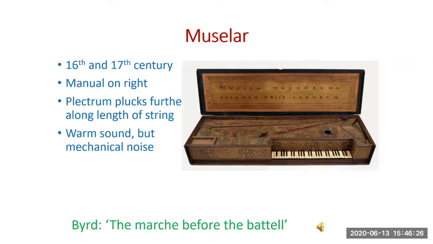The muselar was slightly different to the virginals. It was a word originally used to describe Flemish virginals, which had their keyboard on the right, thereby putting the plectra in the centre of the strings. Changing the whereabouts along the length of the string the plectrum plucks makes a difference to the sound. The muselar was more resonant than the virginals, but you can hear the mechanical action more loudly. See if you can spot that in a bit more Byrd.